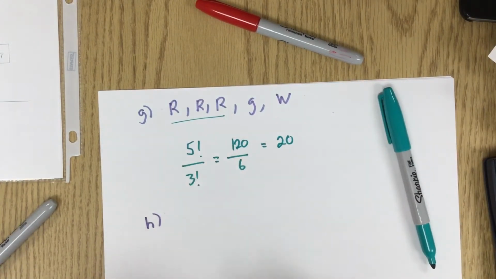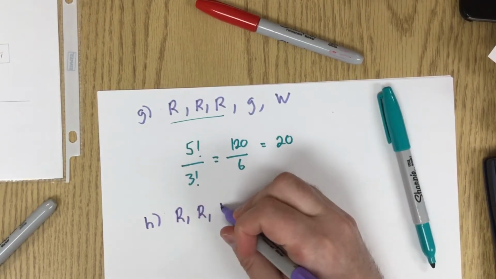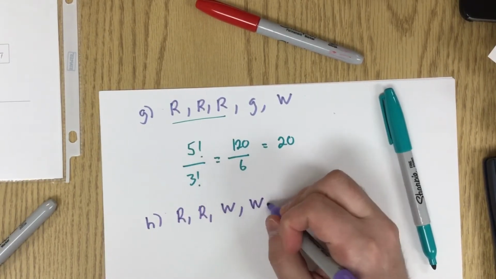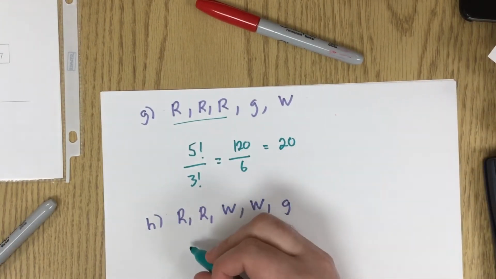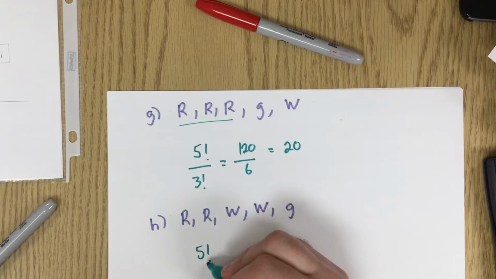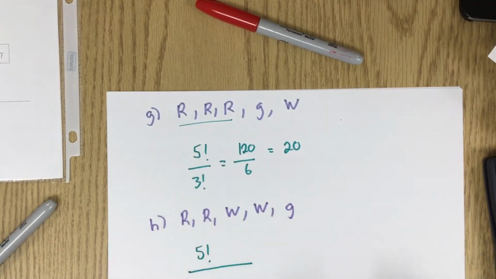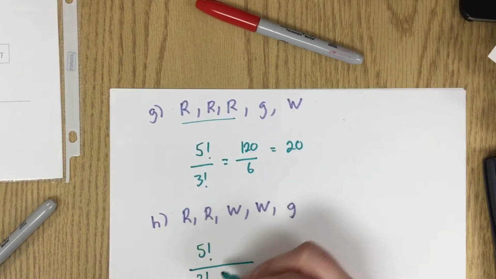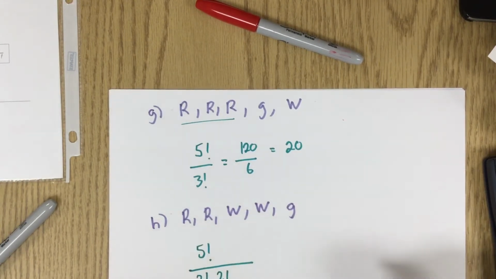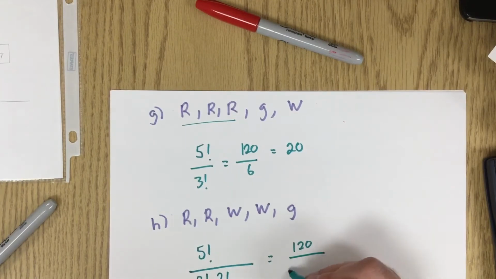Now let's say we had 2 red marbles, 2 white marbles, and a green marble. So the 5 marbles, if they were all different, would have 5 factorial ways of lining them up. But these 2 reds are the same, so we could divide it in half. And these 2 whites are the same, so we could also do that. And that's going to be 120 on 2 times 2.